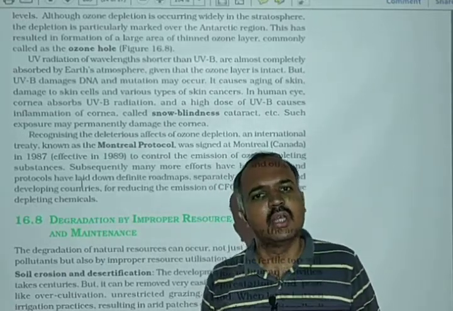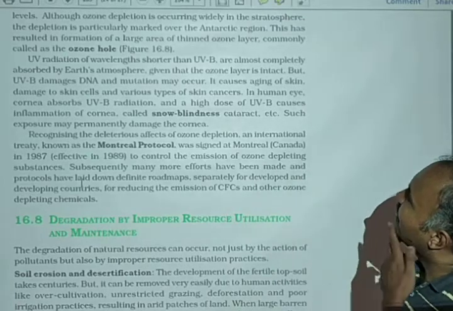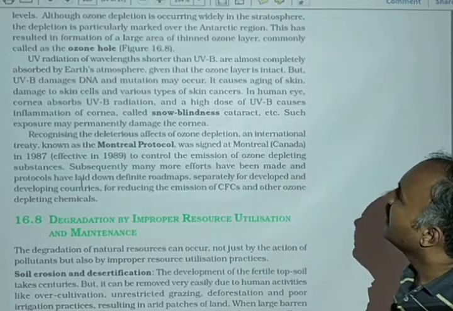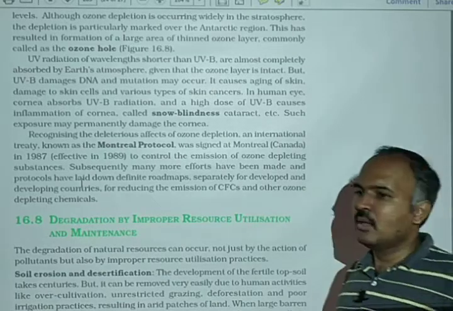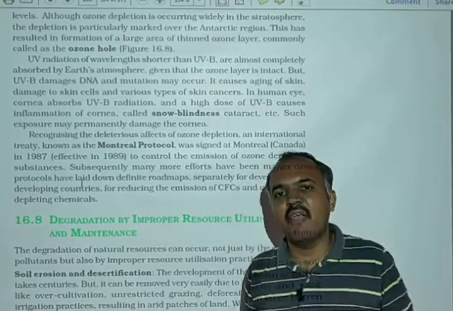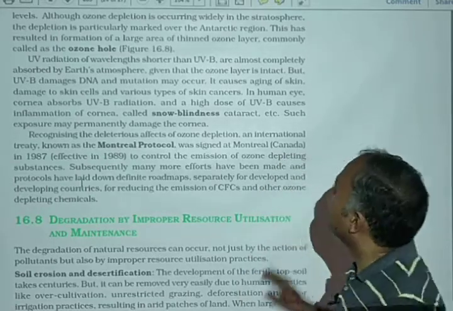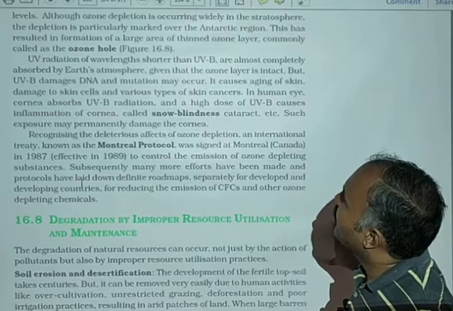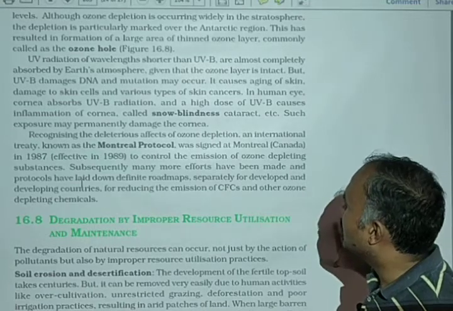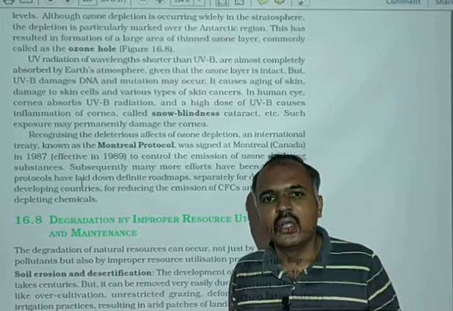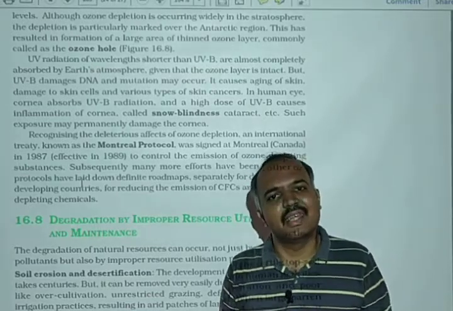Although ozone depletion is occurring widely in the stratosphere, the depletion is particularly marked over the Antarctic region. This has resulted in the formation of a large area of thin ozone layer, commonly known as the ozone hole. What is the ozone hole? It is a region where there is thinning of the ozone layer.